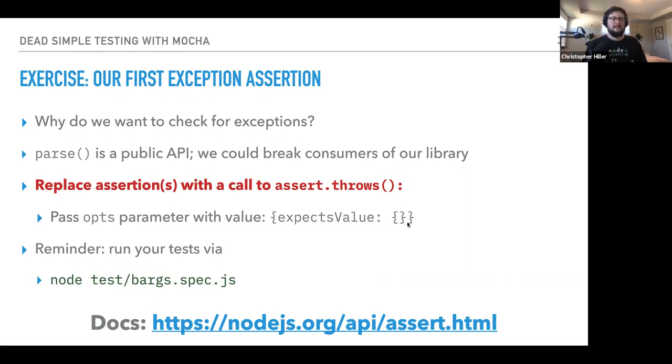Okay. And so what we're trying to do is make sure that when we pass expectsValue with an empty object, our parse function throws an exception. So the test should pass, but bargs should throw an exception. And so I will wait a minute while you check this out.